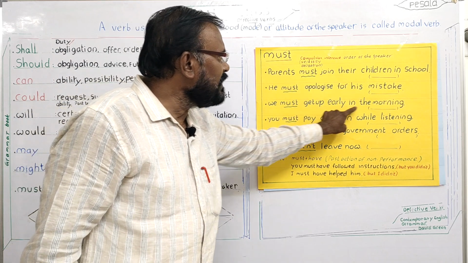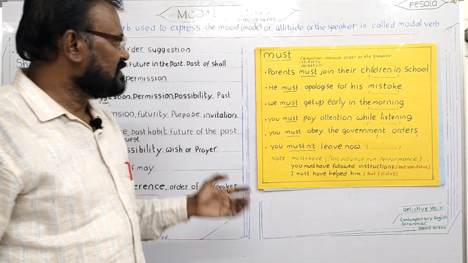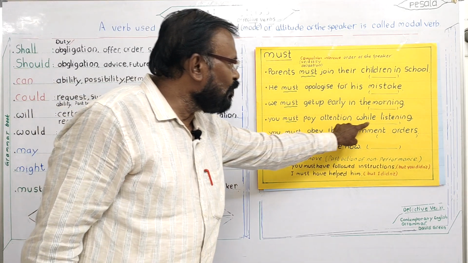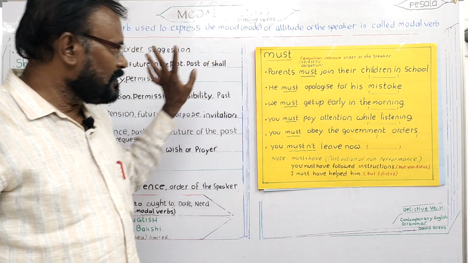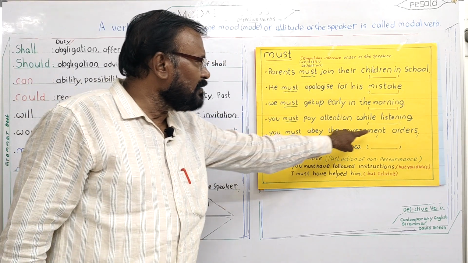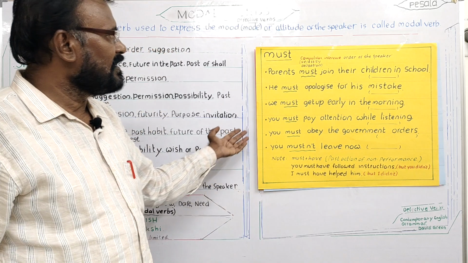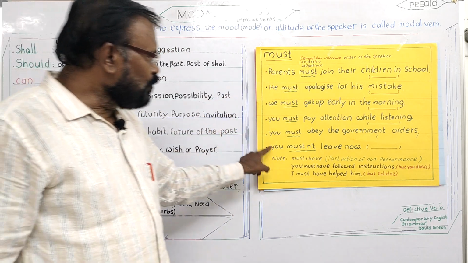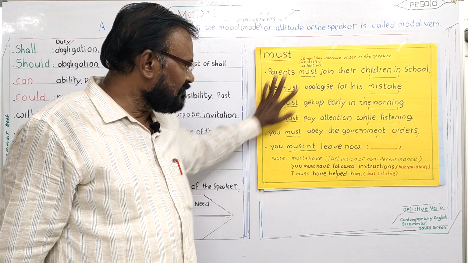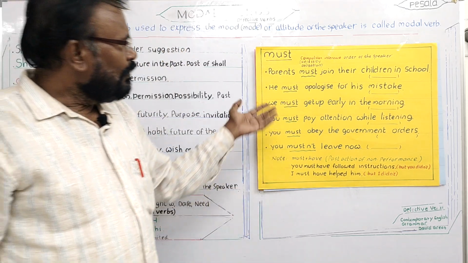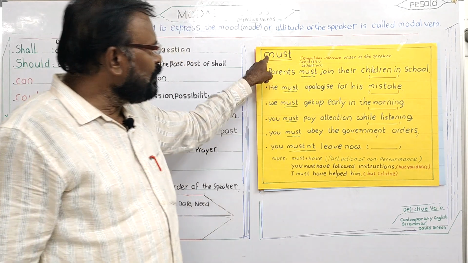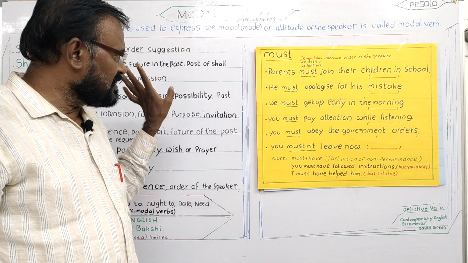We must get up early in the morning, inference. You must pay attention while listening. It is also a compulsion. You must obey the government orders. It is the order or compulsion. You must listen now. It is the order of the speaker. For these purposes, we use modal verb must.